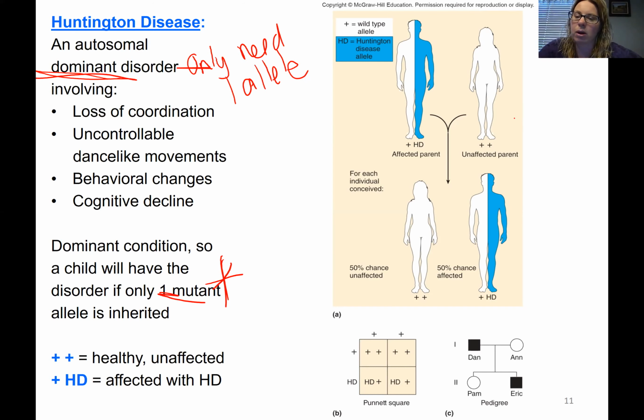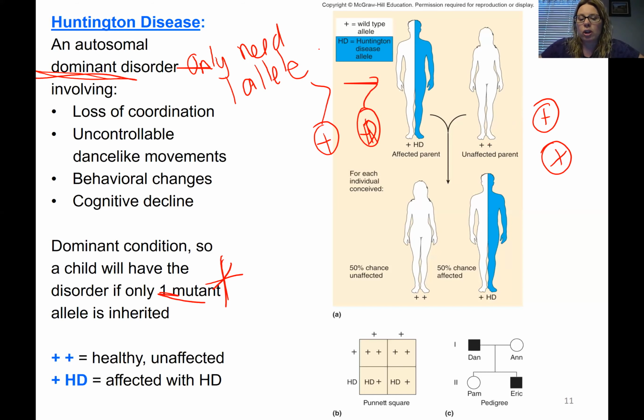So we have an unaffected mom here, which has the wild type alleles. She has the normal, quote unquote, normal alleles. And dad has Huntington disease. So he has a wild type allele, a normal allele, and one of the Huntington alleles. So if we look, mom's egg could be plus, the other allele would be a plus. Dad's sperm, though, could be plus or Huntington's.